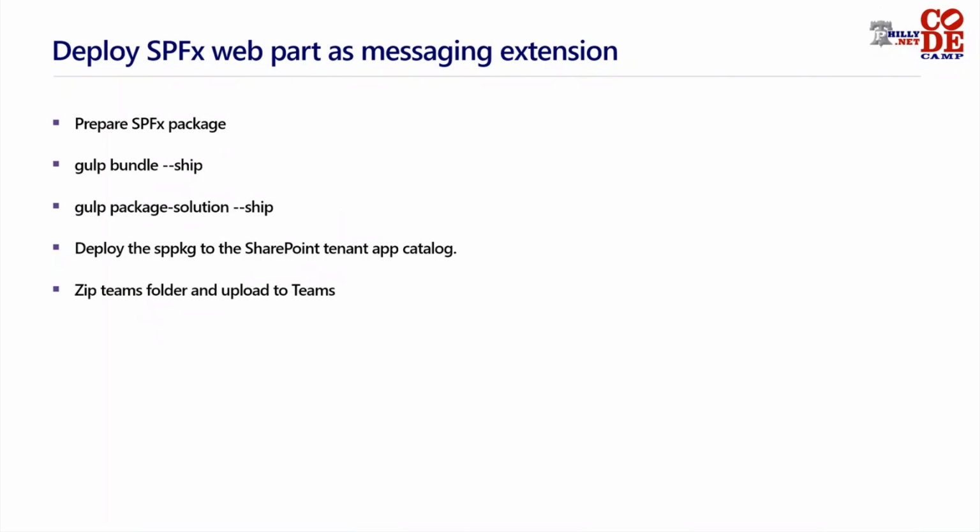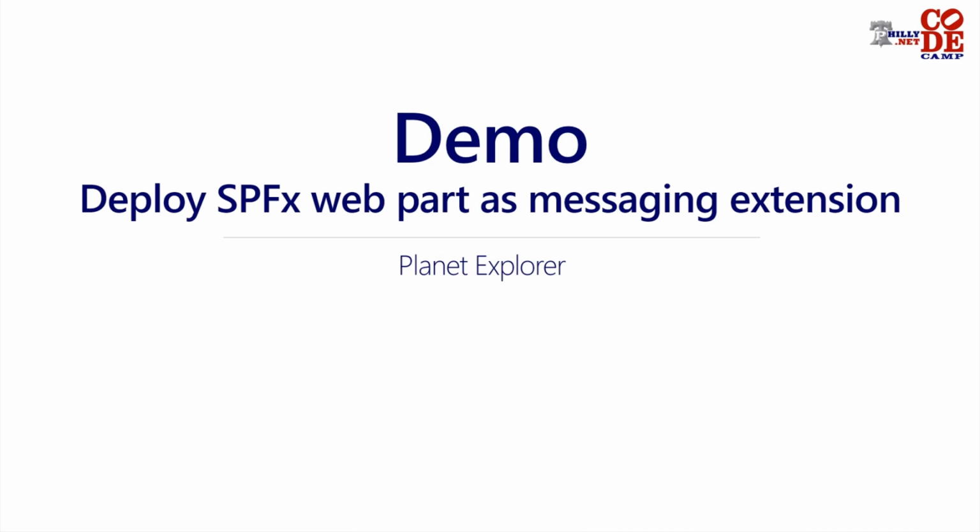Simply just deploy your SPFx web part as a messaging extension. Prepare your SPFx package using gulp bundle, gulp package-solution, and just deploy that sppkg into the SharePoint tenant level app catalog, and then just upload the zip teams folder to Microsoft Teams so that it can detect that this is the web part that it has to invoke whenever the messaging extension will be hit. And then once the user clicks on that messaging extension, it will show up the web part. All right, so that was the demo that we wanted to cover.